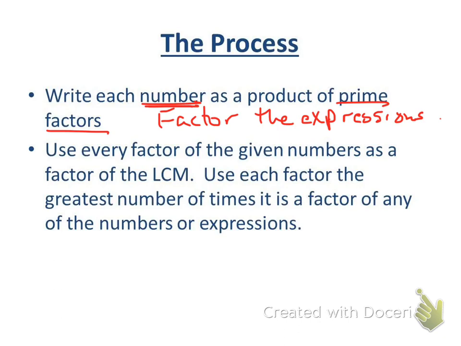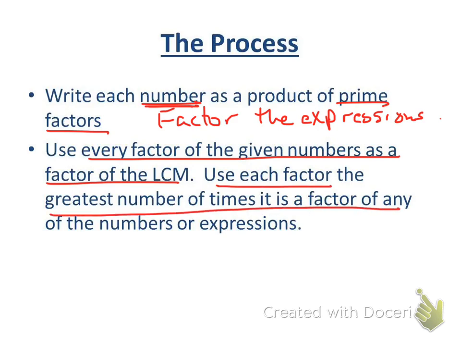The least common multiple has to have every factor of the given numbers as a factor of the LCM. So if the number has a 2 in it, then the LCM has to have a 2 in it. If the number has a 3x in it, then the LCM has to have a 3x in it. If the expression has an x plus 2 in it, then the LCM has to have an x plus 2 in it. So every factor of the given number or expression has to be a factor of the LCM. Okay? Then we're going to use each factor in the LCM the greatest number of times that it is a factor of any of the numbers or expressions. Okay? That's confusing.